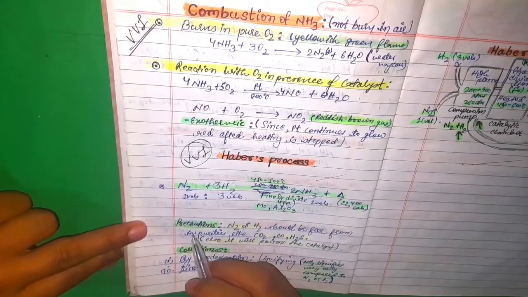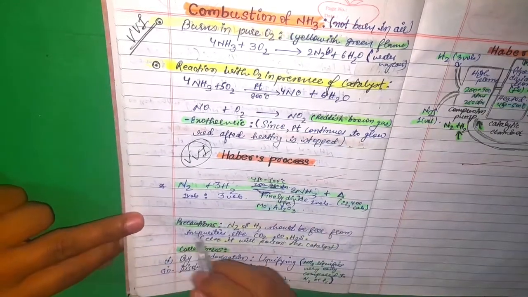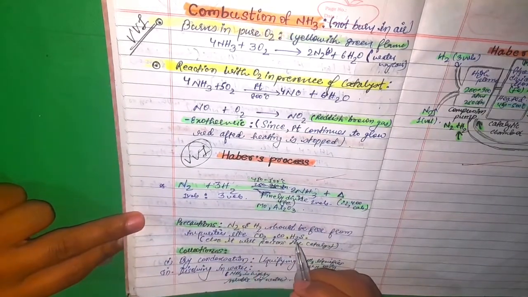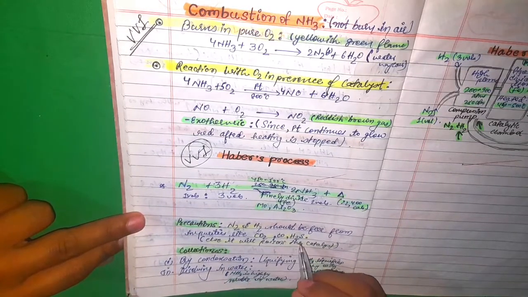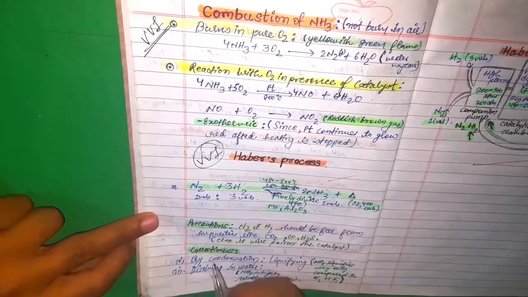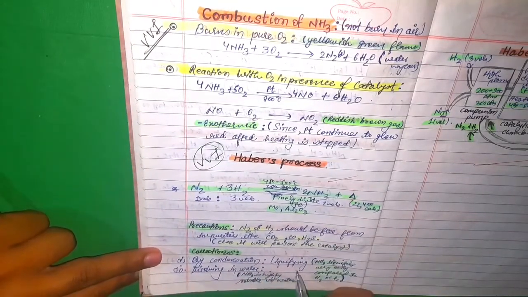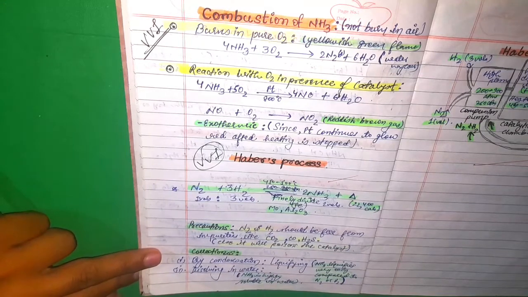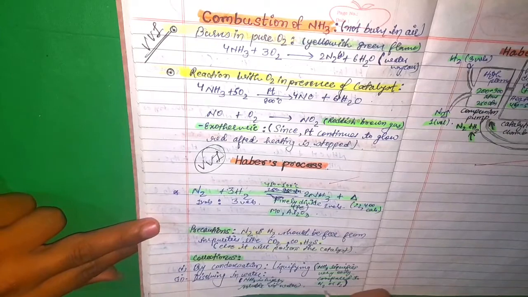We have to take certain precautions while doing this process. Nitrogen and hydrogen should be free from impurities like carbon dioxide, carbon monoxide and hydrogen sulfide, else they will poison the catalyst. Collection: we collect the ammonia by condensation, liquefying, or dissolving in water, and ammonia is highly soluble in water, we must know. Ammonia liquefies very easily compared to nitrogen and hydrogen.